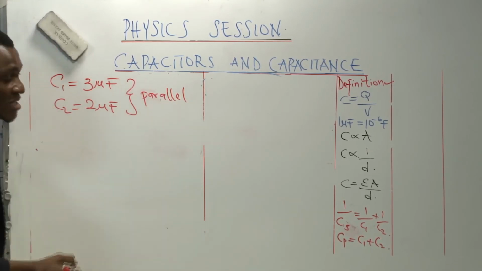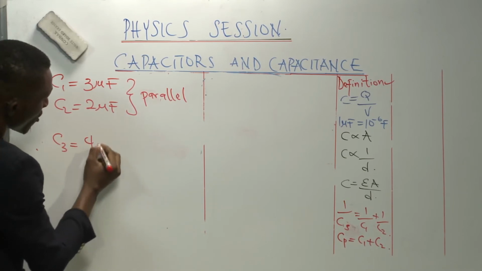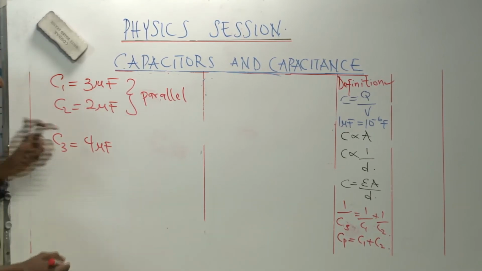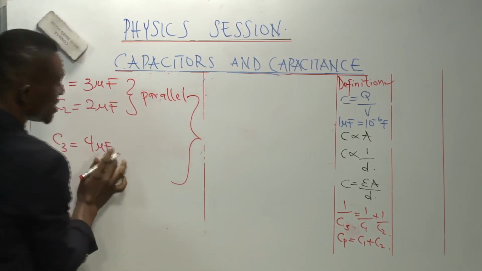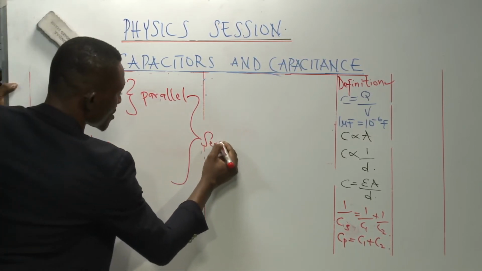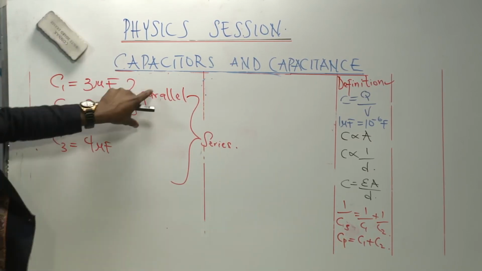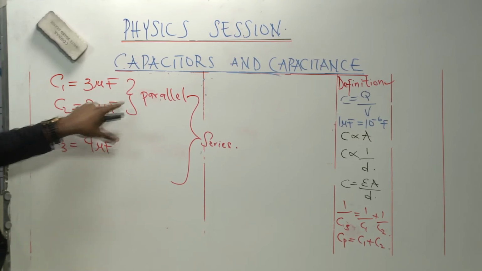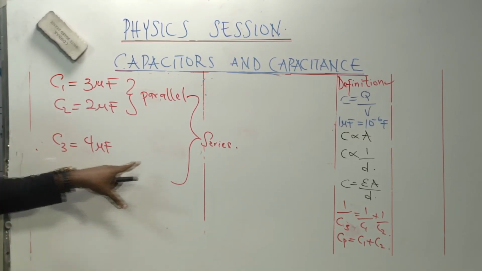They are both connected in parallel. And then we have another capacitor, which is 4 microfarad. So this total combination is now connected in series with this one. Do you understand the question? Tactical question: two capacitors, 3 microfarad and 2 microfarad, in parallel. Then they are both connected to this one now in series.